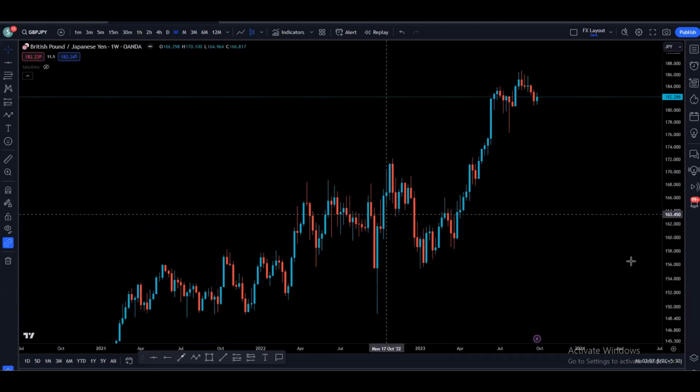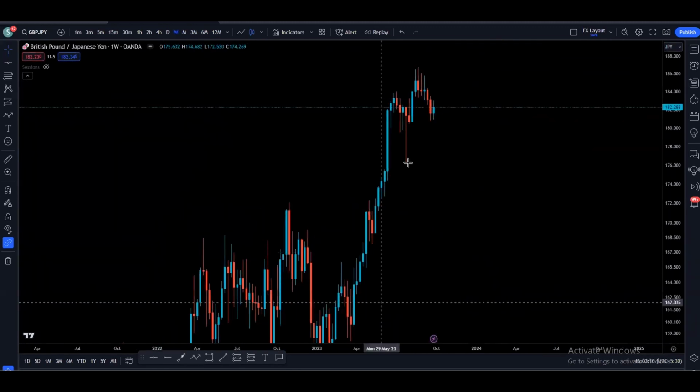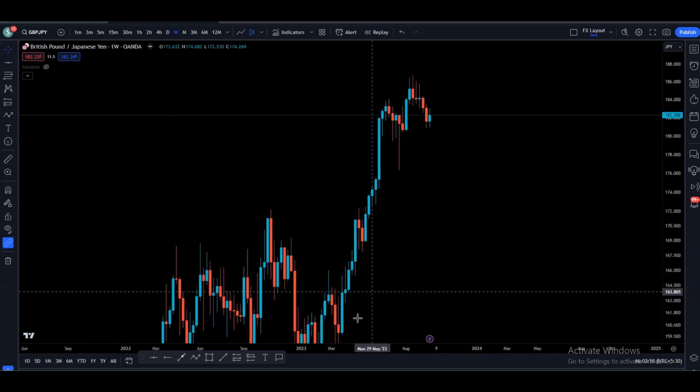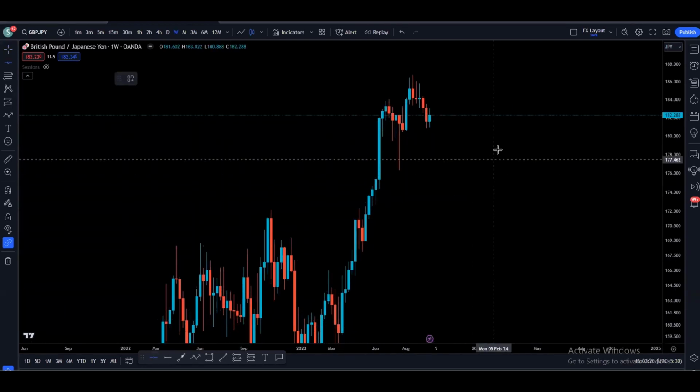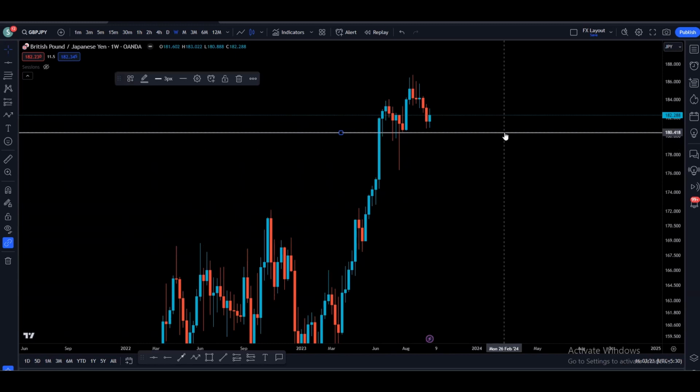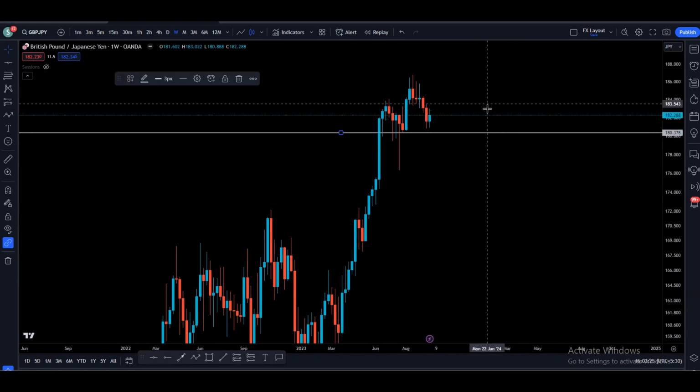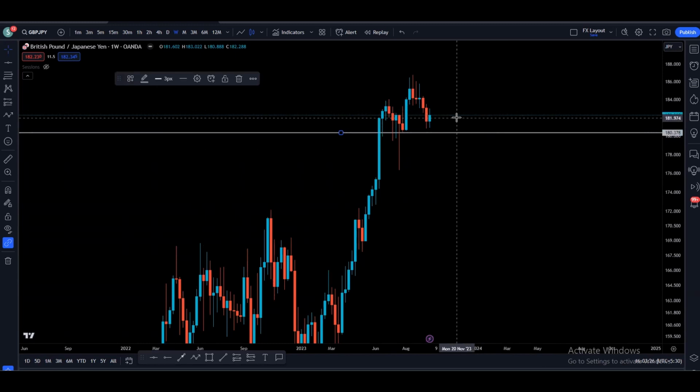On the weekly time frame, we look bullish. So we can see that we created a higher low, higher high, and higher low. So we are bullish on the weekly time frame. But at the same time, we can see that on the monthly, we anticipated the price to go down, because we closed the monthly candle below the support.